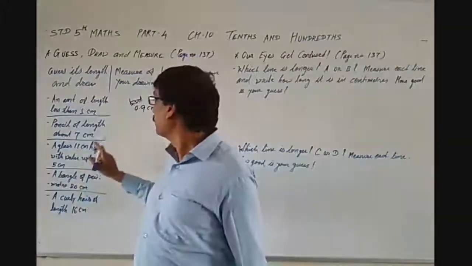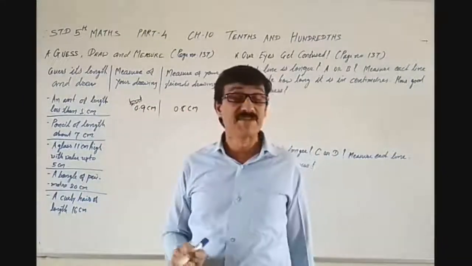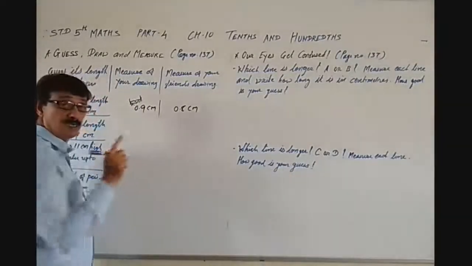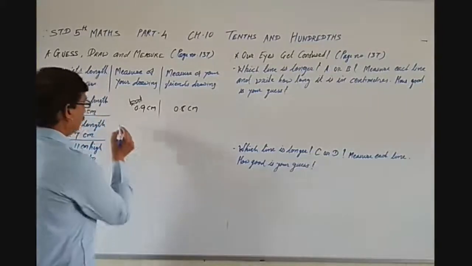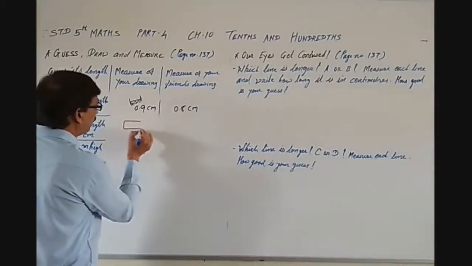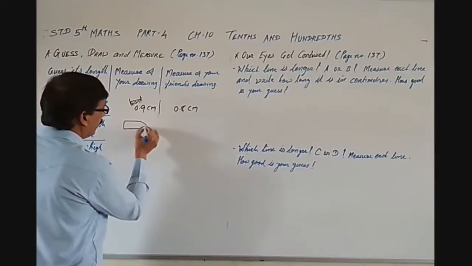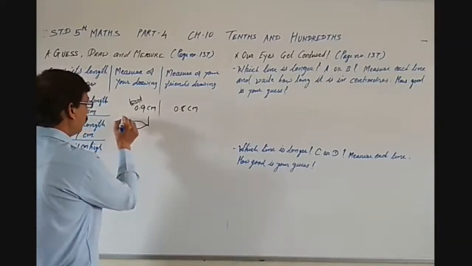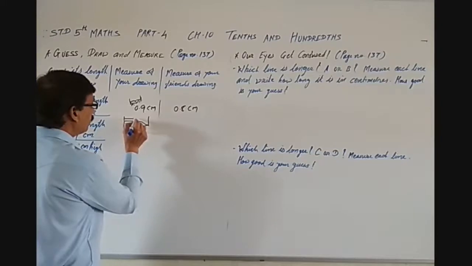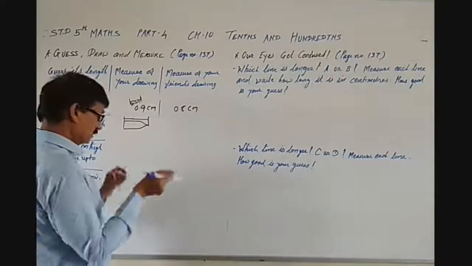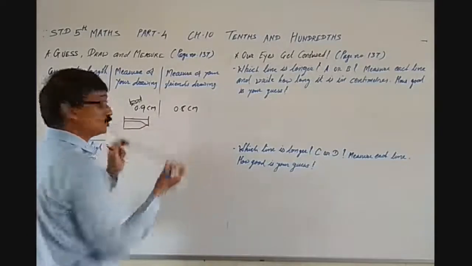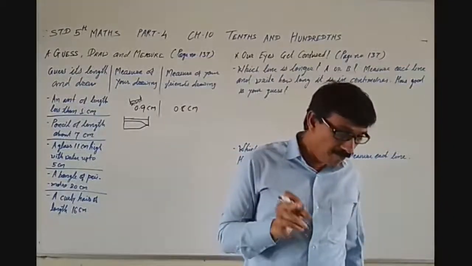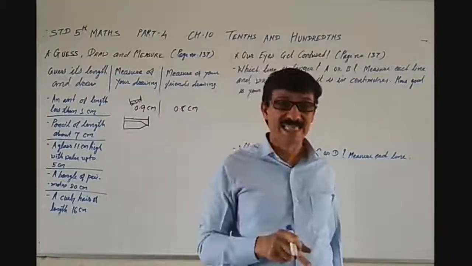Then the second, pencil of length about 7 centimeter. So you will have to draw a pencil. Suppose draw it in your rough book. Suppose I am drawing a pencil over here. Now draw a line over here and over here. Now you have to measure this one. Like this you go for measuring. So measure that pencil also, and check whether it is about 7 centimeter or not.